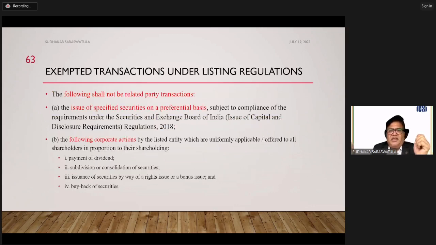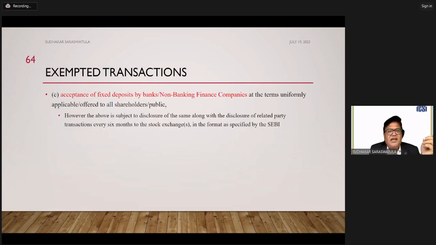These are all the exempted transactions under listing regulations: payment of dividends, subdivision or consolidation of securities, issuance of securities by way of rights or bonus, buyback of securities, acceptance of fixed deposits by banks or non-banking finance companies at terms uniformly applicable and offered to all the shareholders, public. However, it is subject to disclosure along with the related party transactions disclosure, which we have to do every month under Regulation 23, sub-Regulation 9.